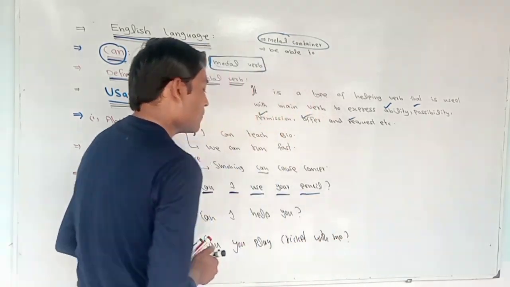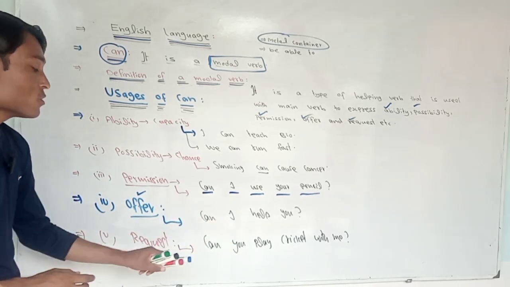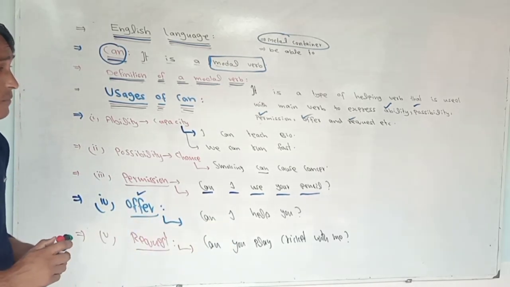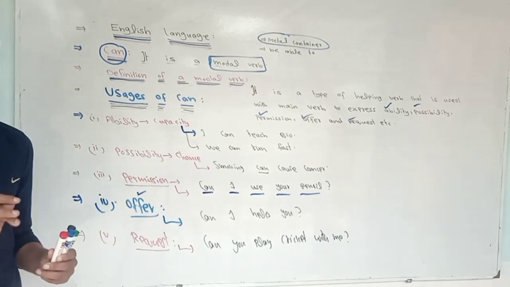So this one is called what? This one is called request. You request him, "Can you play cricket with me?" So this is called request.